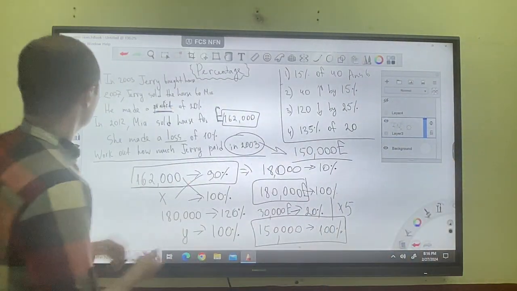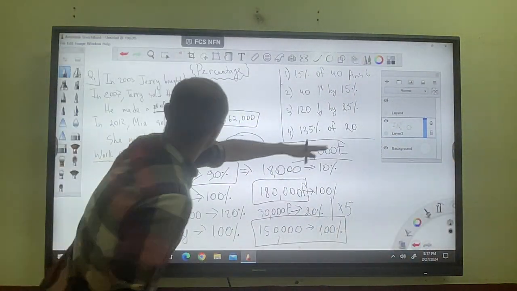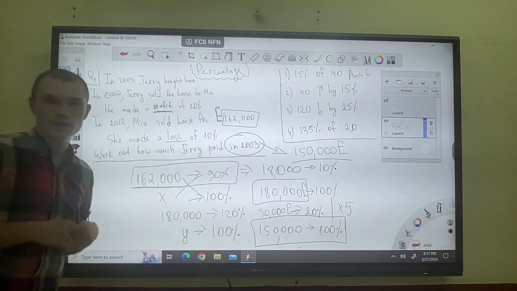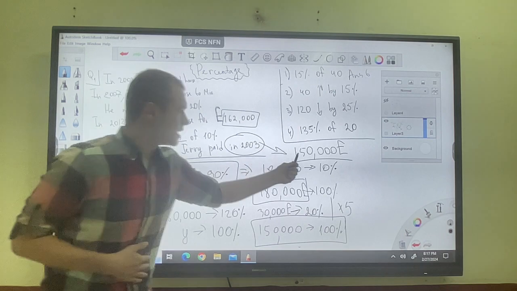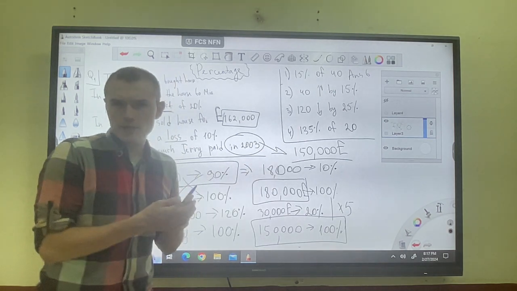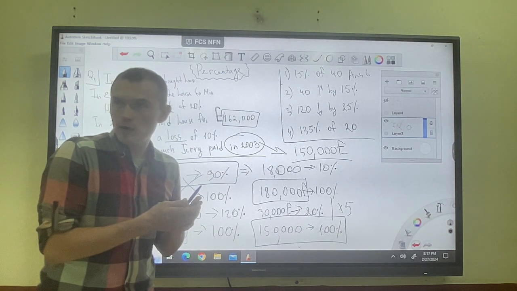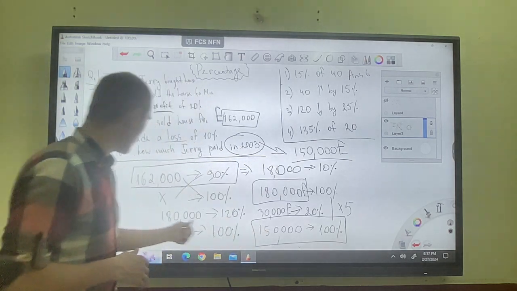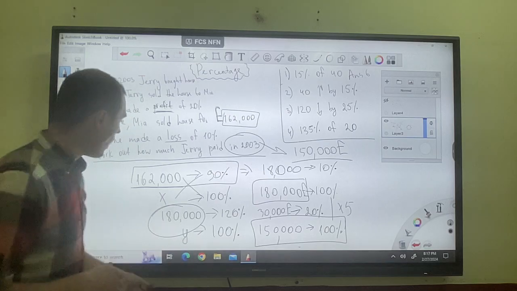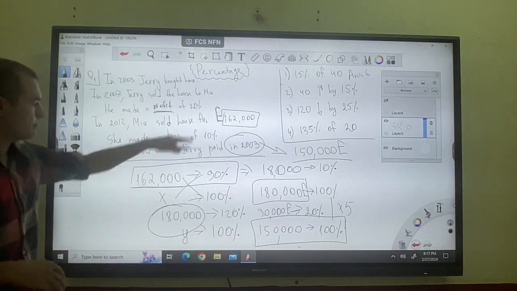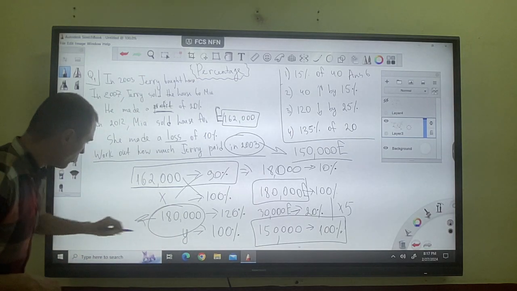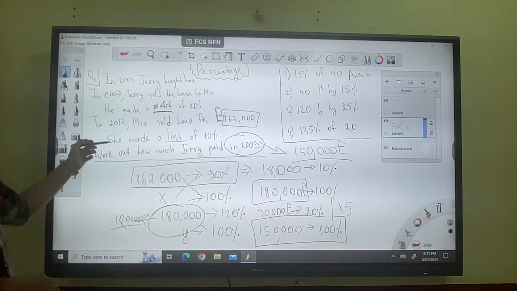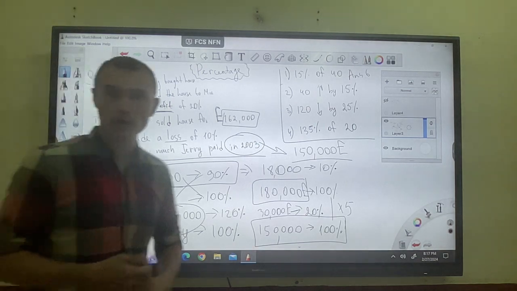He bought a house for 150,000 pounds, and then he got a 20% profit increase. So 10% will be 15, 20% will be, if I'm not mistaken, what? Yeah, you're right, 30. Extra 30 is going to bring us to 180. 180 we're going to decrease by 10%. 10% of 180 will be 18,000, which we subtract from 180, and we'll have 162.